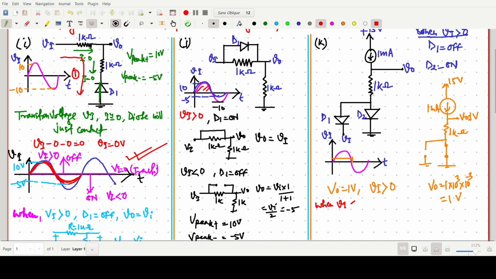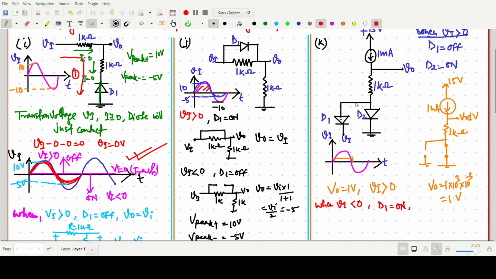When Vi is less than 0, we can say D1 is forward biased and on. Okay, clear? D1 is on, and D2, when Vi is greater than 0, okay, when Vi is less than 0, D1 should be on. And this one is also on due to this negative.